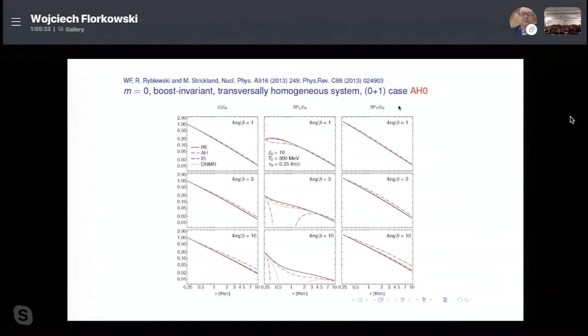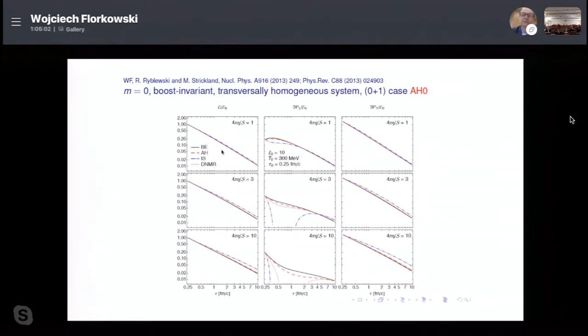Three columns describe the energy density of the system divided by the initial energy density, the ratio of the longitudinal pressure multiplied by a factor of 3, again with respect to the initial energy density, and also the ratio of the transverse pressure to the initial energy density. So there are three columns describing different observables.